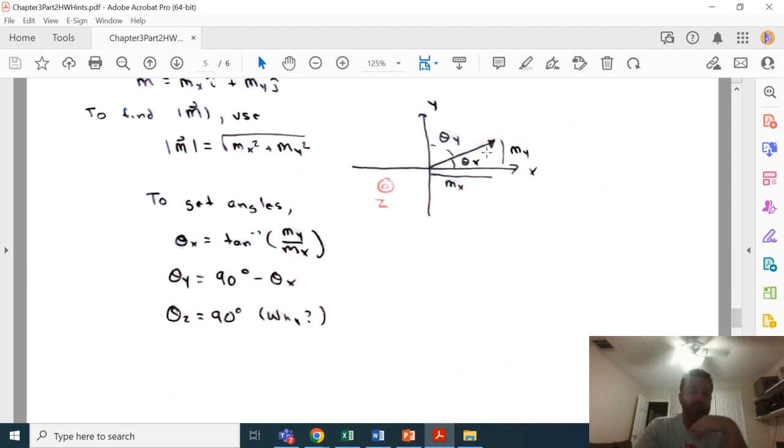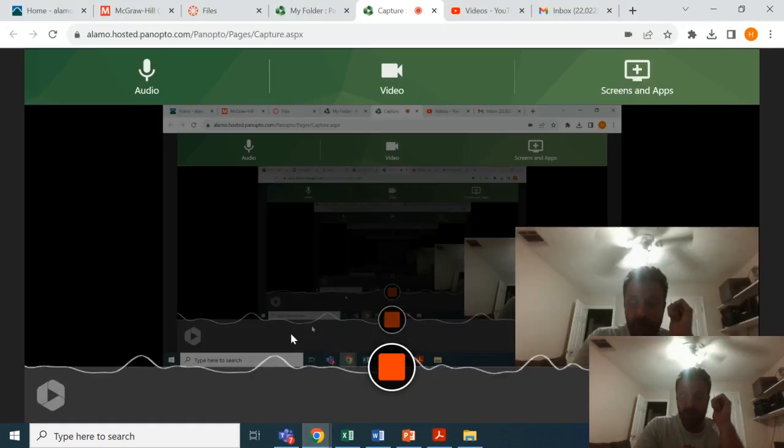You can actually determine its direction by using standard trigonometry. You know the x component, you know the y component. So find theta x by simply taking the inverse tangent of My over Mx. Find theta y by noting that theta y plus theta x has to equal 90 degrees. By definition, I'm labeling theta y here with this convention. And by definition, if it's in the xy plane, the angle to the z-axis is going to be 90 degrees. So I know that's a really confusing one.